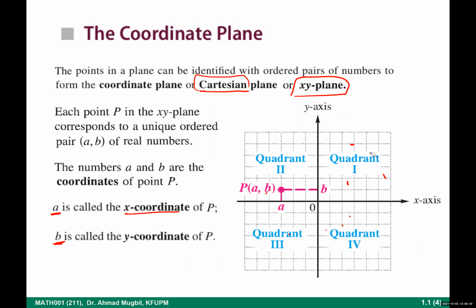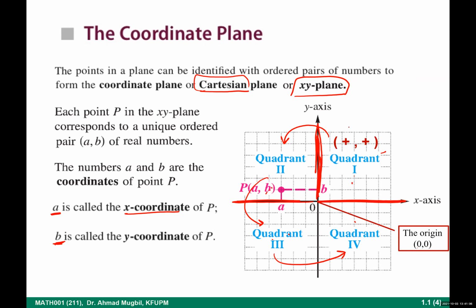Because we have two axes intersecting each other, this divides the plane into 4 parts. We call them quadrants. According to the counterclockwise order, this is quadrant number 1, quadrant number 2, quadrant number 3, quadrant number 4. Here x is positive. Is that right? Yes. X here is negative. So here x will be positive in the first quadrant and y will be positive. Both of them are positive.